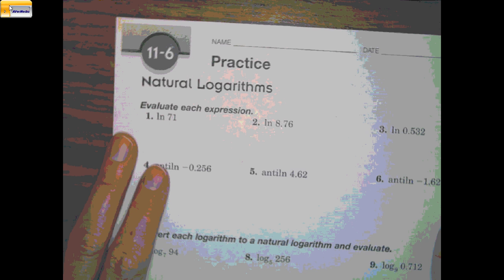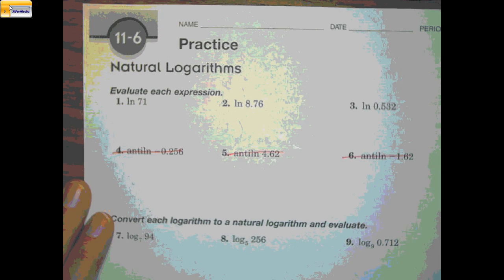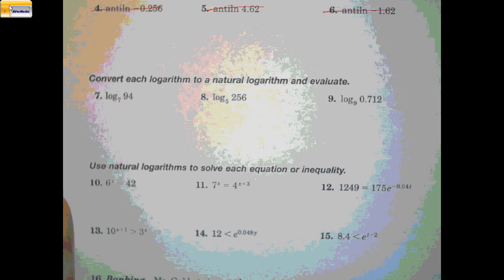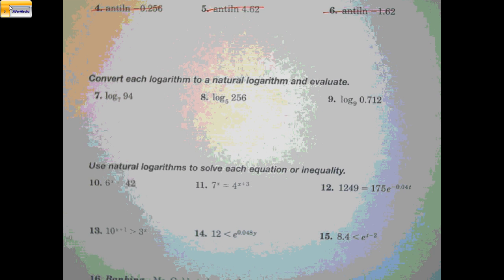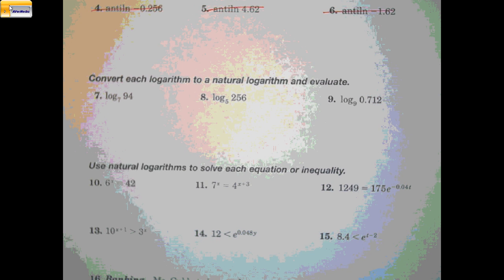Evaluating the expressions, basically type it in your calculator. I know you can do that. We're not even talking about anti-natural logs because we don't have that much time to cover all of that stuff. Number 7, converting each logarithm to a natural logarithm and evaluate. I'm just going to do one of these. It is not that big of a deal.